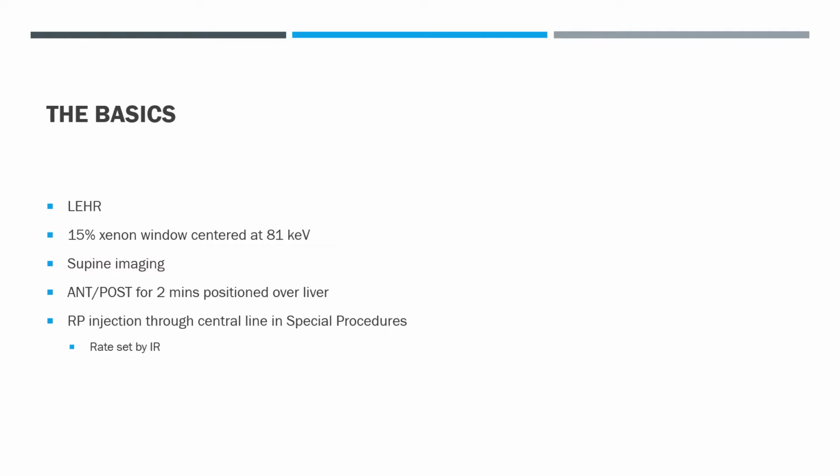And when we do the radiopharmaceutical injection, it'll be through a central line and special procedures, and this is set by the rate set by the interventional radiologist and also the dose. So the dose is variable depending on what we'll go over soon. And the radiopharmaceutical is called a Y90, but they're like microspheres.